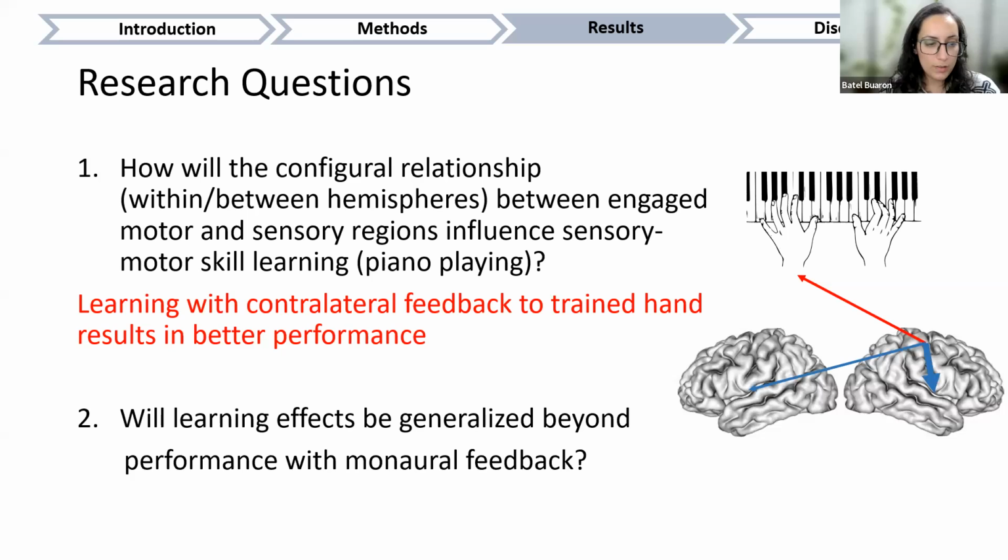And now we want to go to our second question. Will our learning effect be generalized beyond perceiving the lateralized feedback? If I want to train for a recital and I want to improve my performance, I will train with contralateral feedback, but will it persist if I go to the recital hall and I want to play the piano and now I will get binaural feedback?